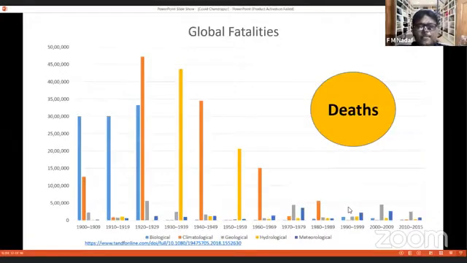Now further, if you observe the deaths, the fatalities, this is again very strange. The disasters prior to 1960 were less.